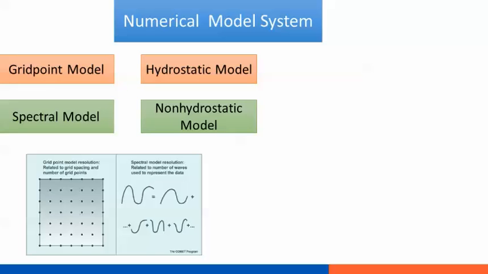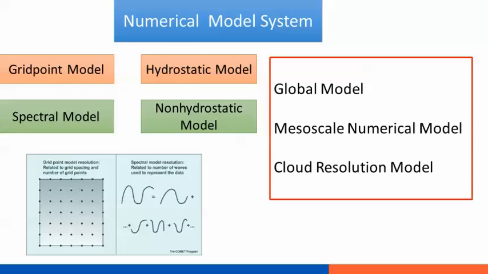Grid point models represent data at discrete, fixed grid points, whereas spectral models use continuous wave functions. Model type has no direct impact on the choice of horizontal or vertical resolution down to around 10 km horizontal grid spacing. Theoretically, grid point and spectral models can be of any resolution within the limitation of available computing power. However, a model with very high horizontal resolution should be non-hydrostatic, so the mesoscale numeric model and cloud resolution model are always grid point and non-hydrostatic models.